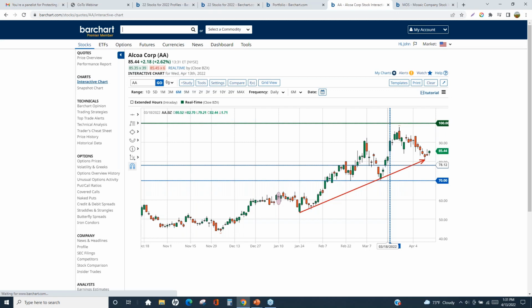Now, if Alcoa fell, let's say all the way back down to $70, I don't need to worry about that. I don't have that emotion that I'm losing money because I have the right to sell that Alcoa at $78. So this flexibility that options gives us, especially on the put side, is really beneficial, and we don't get stopped out or whipsawed out if we use a mechanical stop.